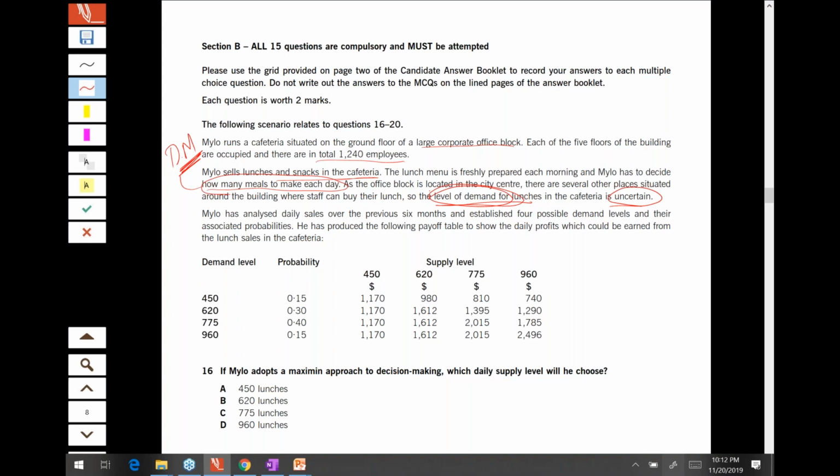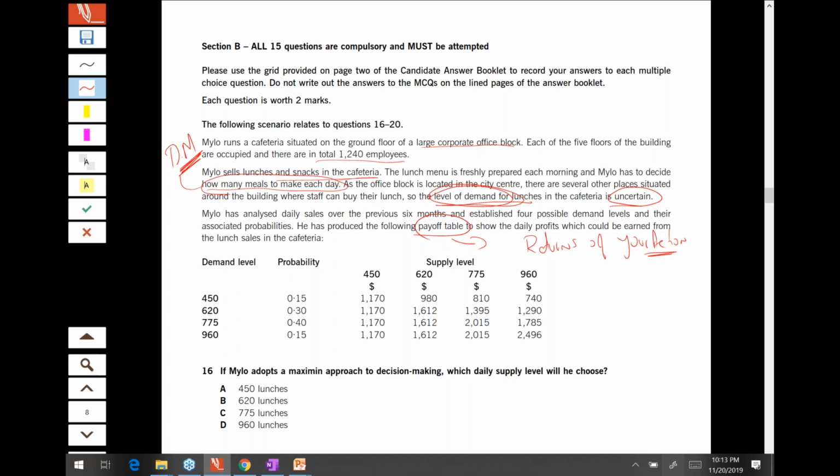The company has analyzed daily sales over the previous 6 months and established 4 possible demand levels and their associated probabilities. He has produced the following payoff table to show daily payoffs. Now, this is a payoff table. Payoff means returns, the returns of your actions. If you invest, you earn profit. Profit is a payoff. You invest, you incur loss. Loss is a payoff. So it's the return of your actions.